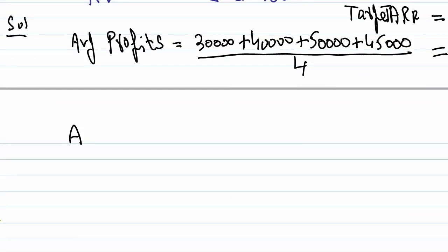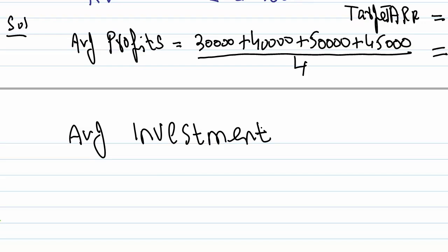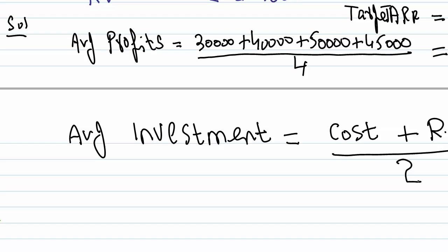Now, the second thing we need is average investment. And formula of average investment is cost plus residual value divided by 2. And the cost of the project is 200,000 and residual value is 10,000 divided by 2. Answer will be 1,05,000.